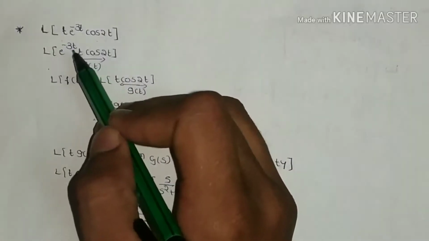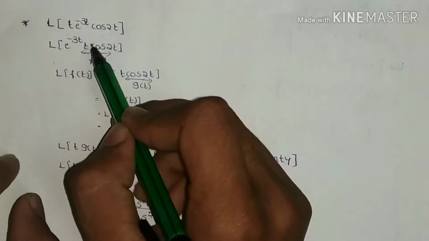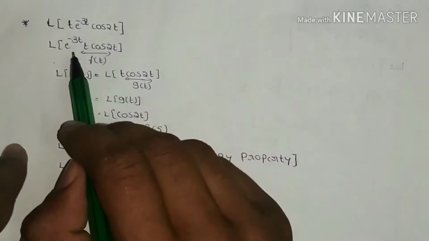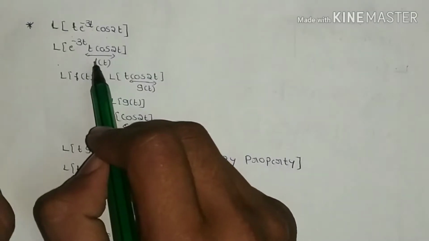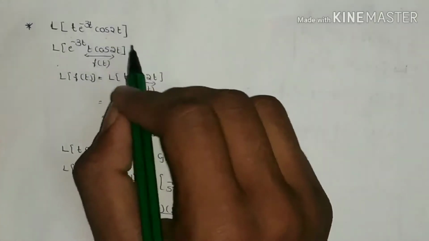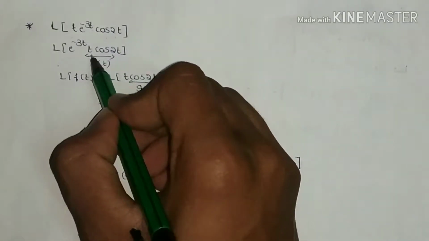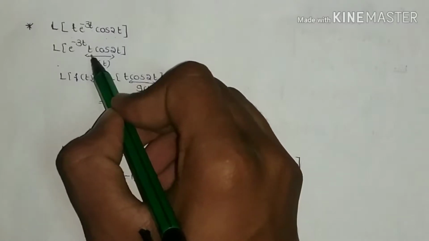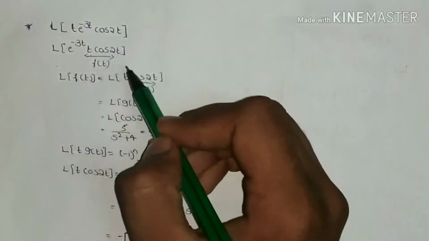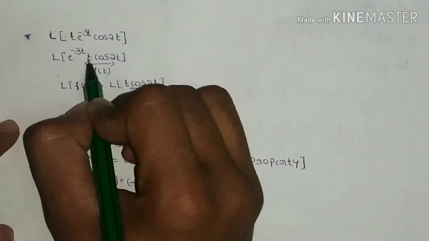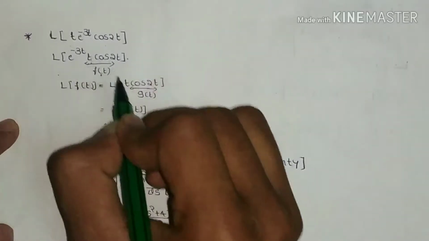Here both properties, the replacement property as well as the differentiation property, are holding good for this problem, so we have to apply both of them. First consider f of t such that it is easy to find the Laplace transform. I feel it is easier to consider differentiation first, then replacement. Otherwise it is a lengthy process. So first I will consider e raised to minus 3t into cos 2t as f of t, because we first deal with differentiation and then replacement.